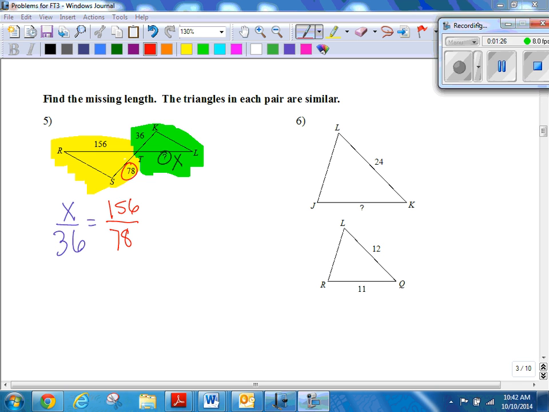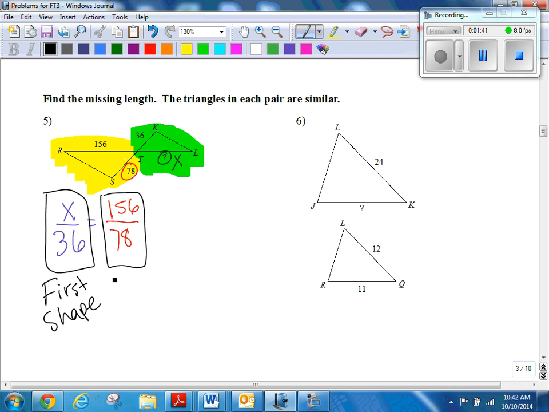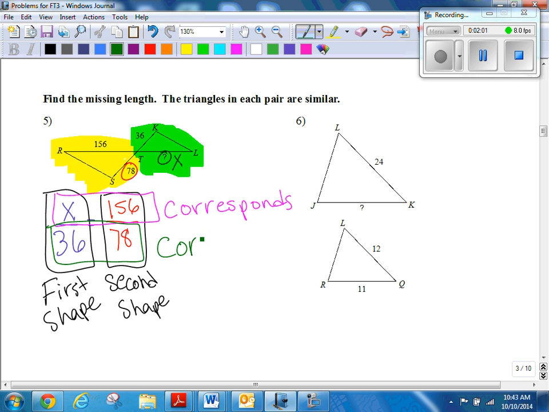And you may already know this, but I'm going to write this part out just to make sure that everybody's clear how we got this set up, okay? So everything from the first fraction came from the first shape. That's how we got it. Everything from the second fraction came from the second shape. And everything in the top row corresponds. In other words, x and 156 are both the long sides, and everything in the bottom corresponds. These are the two short sides. So we've got to have it set up exactly like that before we can cross multiply, okay?